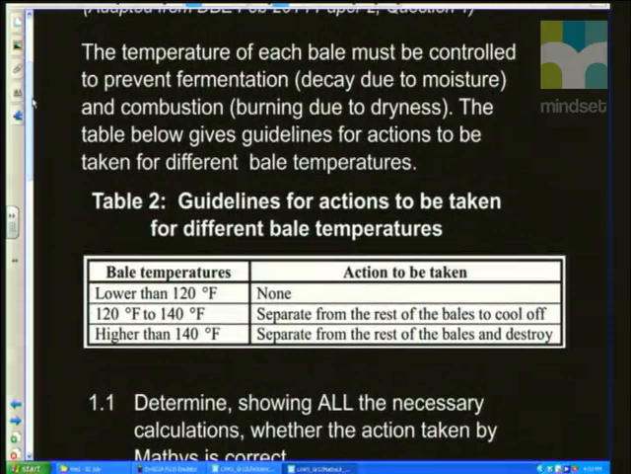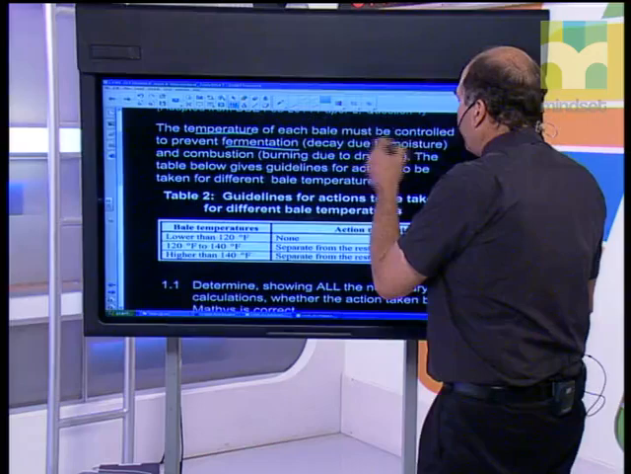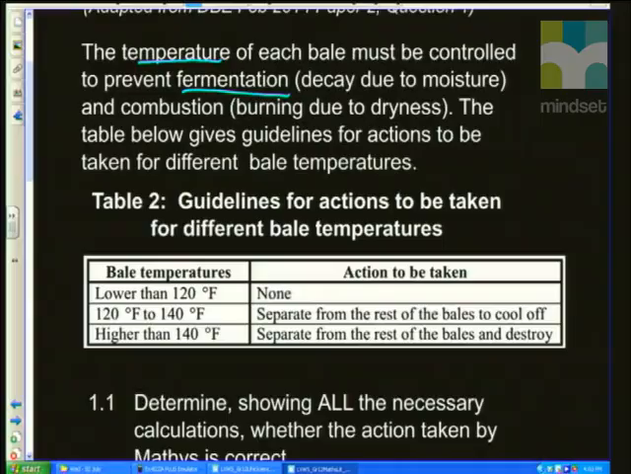The temperature of each bale, so it deals with temperature, must be controlled to prevent fermentation. That's when it goes rotten. Now, if you put grass and seeds together with moisture, it's going to start to rot. It's going to go so that the cattle and the cows and the sheep can't eat it. So to prevent that, and to prevent combustion as well, fermentation and combustion.